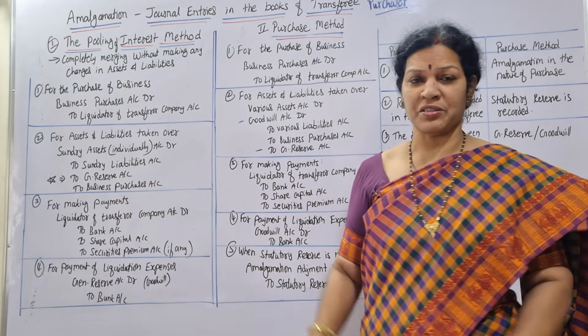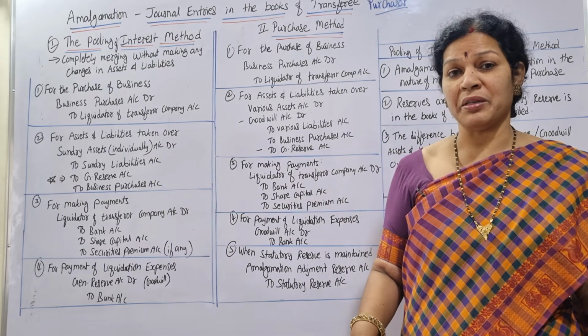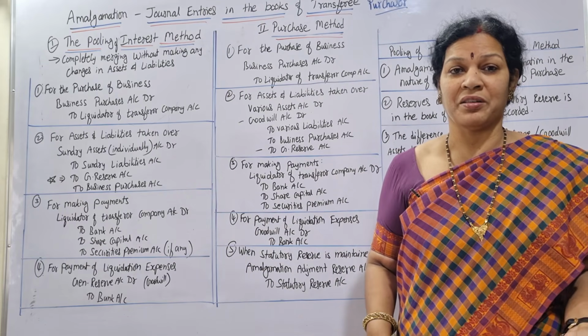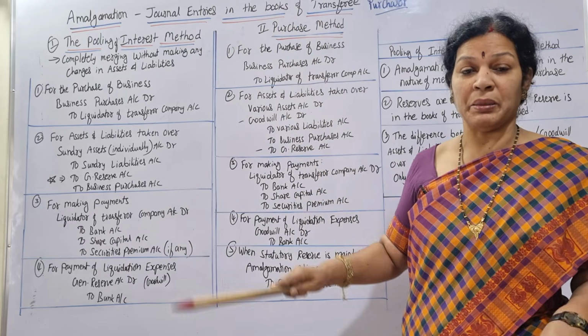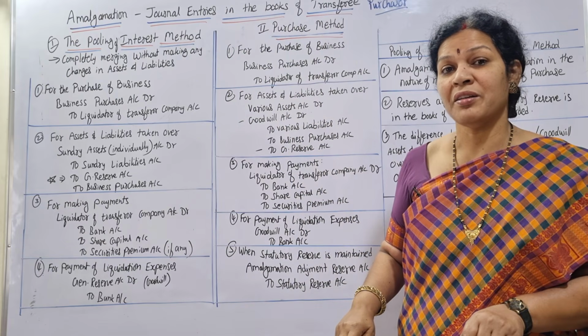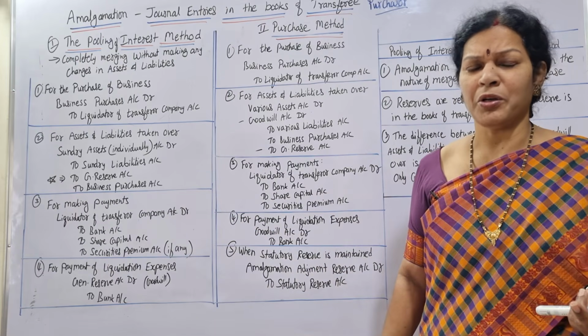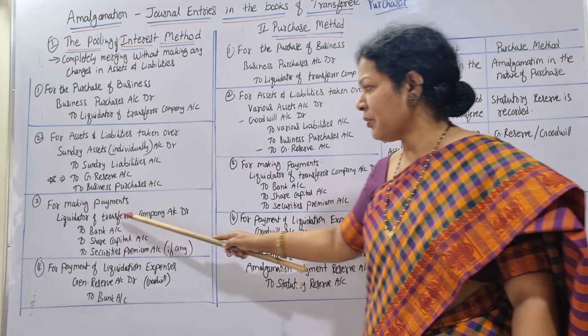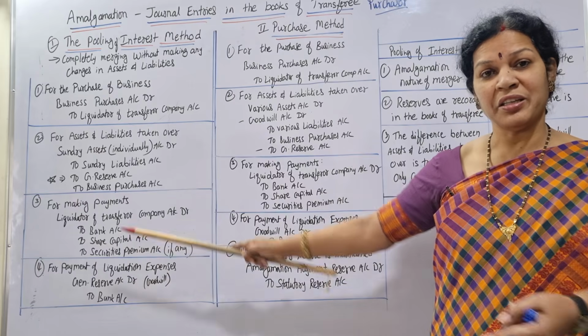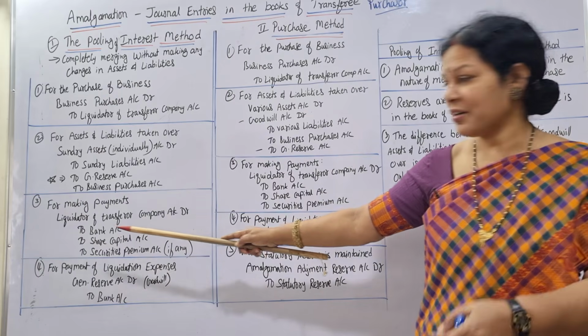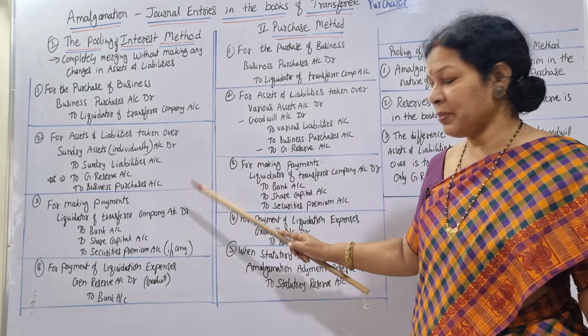Now third entry is for making payment. This is for taken over assets and liabilities. For making payment, who has to make? We have to make. Purchasing company has to make the payment. To whom we are making? Vendor. So vendor account at R. What do we call vendor? Liquidator of transferred company account at R. Debit the receiver, debit the vendor. So liquidator of transferred company account at R.